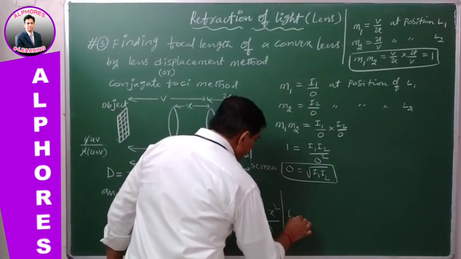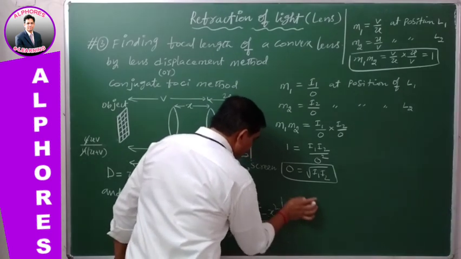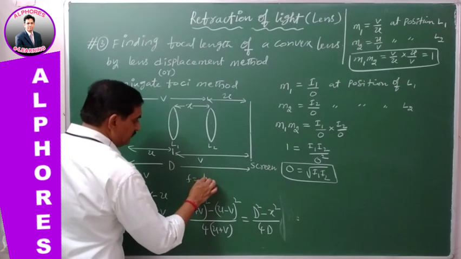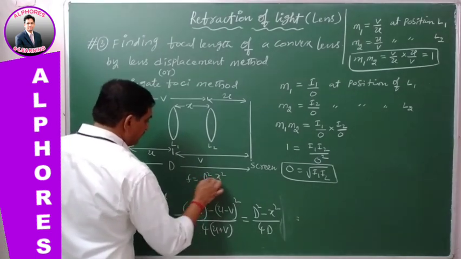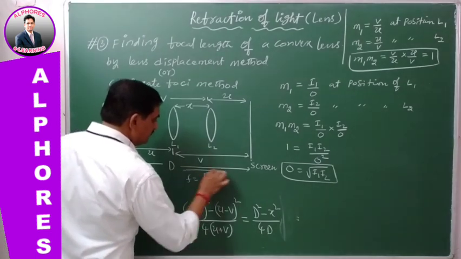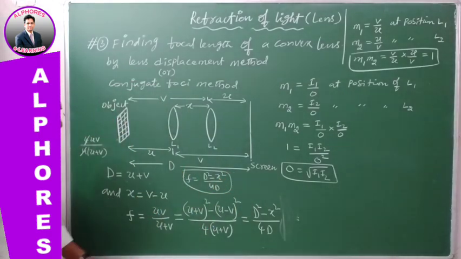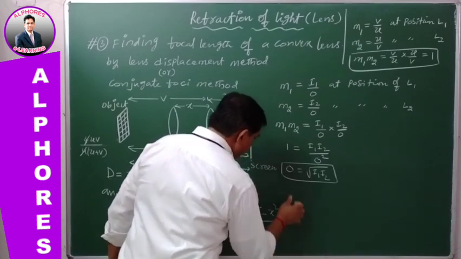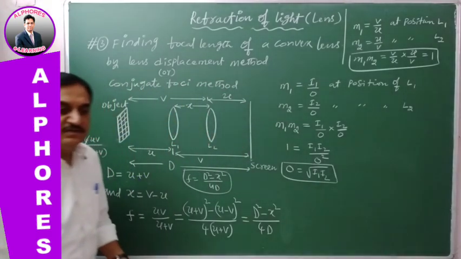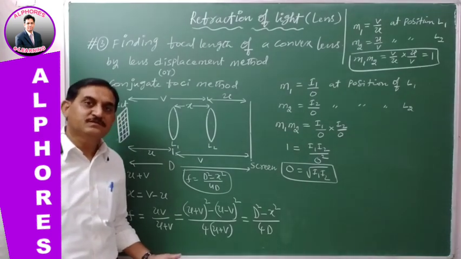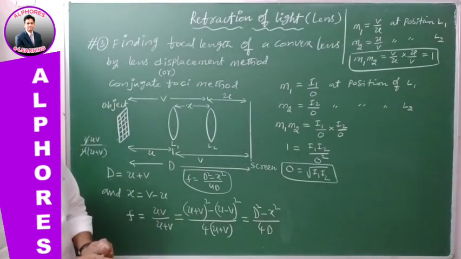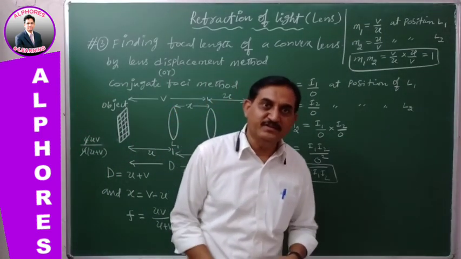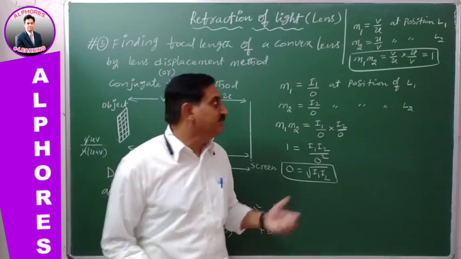Yes, this is the equation for the focal length of the given lens. Otherwise, we can write here the focal length f is equal to D square minus X square by 4D. So this is the formula for the focal length of a convex lens by the lens displacement method. There are some other supporting points; if you go into detail, you will get some other points. So let us see them.